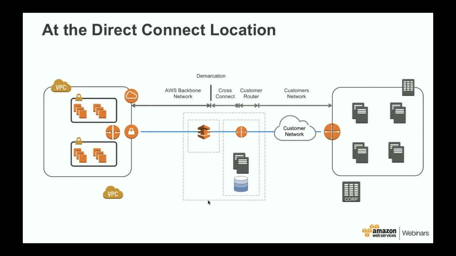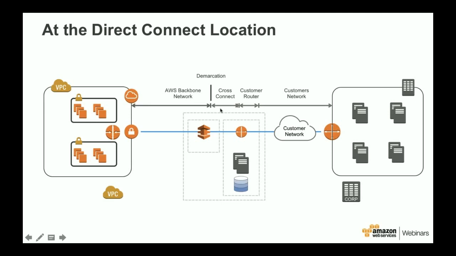Here we have one option where you have your corporate office or data center, and you can connect your networks to a common co-location facility such as Equinix. We list these co-location facilities on our website. And basically you just cross-connect from your router to the AWS backbone network.